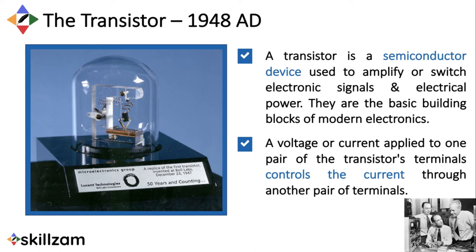The changeover from vacuum tube circuits to transistor circuits occurred between 1956 and 59 AD. This brought in the second generation of computers, those based on transistors. The first generation, whereas, was purely mechanical and vacuum tube computers.